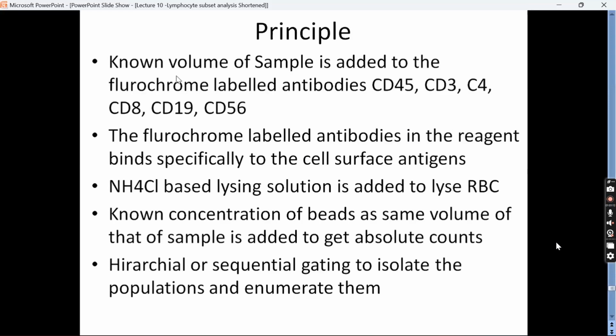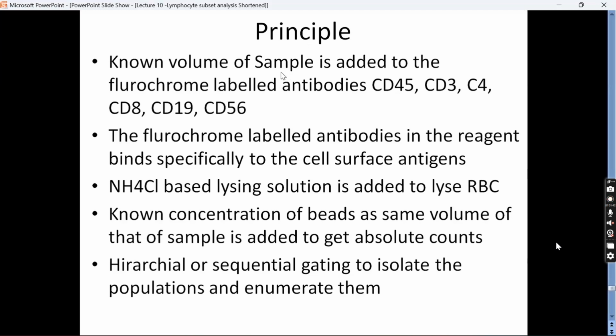So you all know this. This is very similar to CD34. A known volume of sample, for example 100 microliters of sample, is added to the fluorochrome labeled antibodies. So what are the markers needed? Now I'm telling you only the basic lymphocyte subset analysis. The markers needed are CD3, CD4, CD8, CD19 or CD20, and NK cell markers, which are CD16 and 56. So these are the markers which are needed.